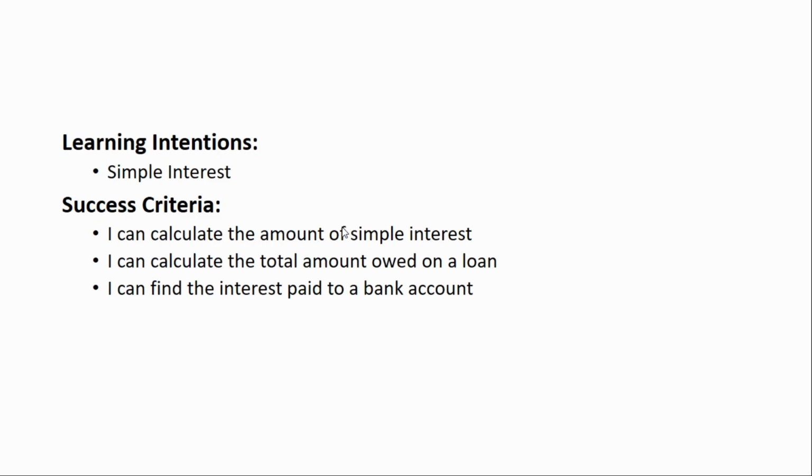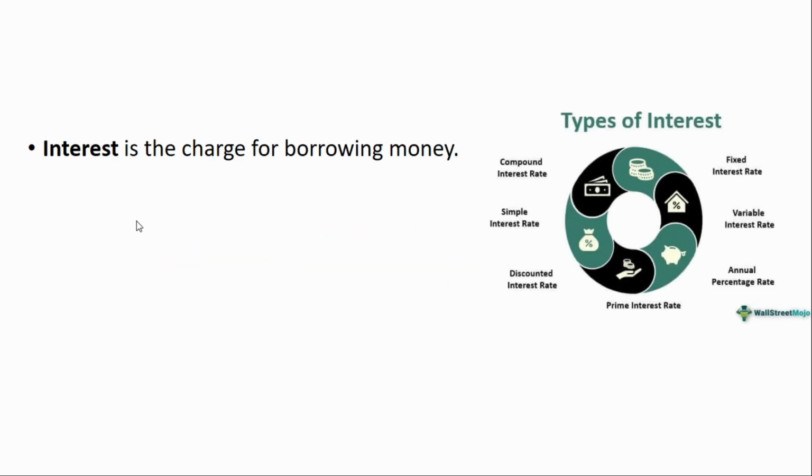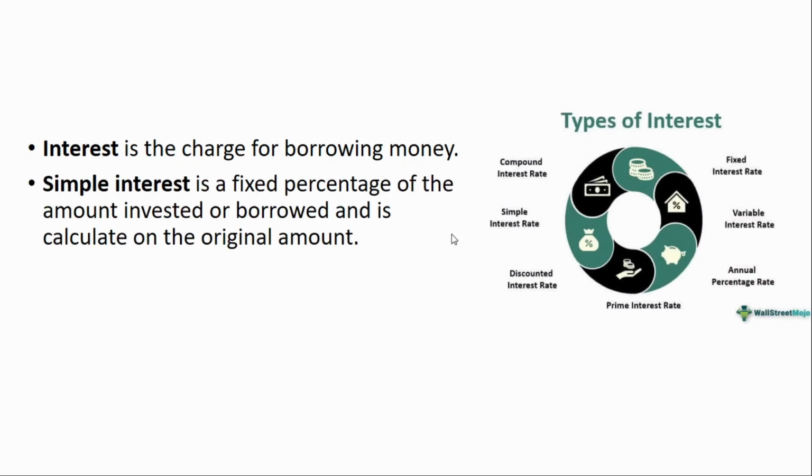Alright, so let's start off with what interest is. You might have heard of this word before, but interest is just the charge for borrowing money. As you can see on the right here, there are a couple of different types of interest, but for today we're just going to be focusing on simple interest. As the name suggests, simple interest is the simplest one out of all these, and it is just a fixed percentage of the amount invested or borrowed and is calculated on the original amount. So just quickly pause the video and write this down. This word should say calculated there.